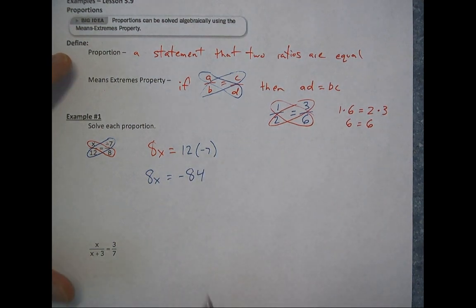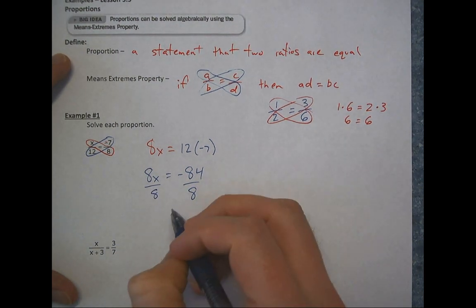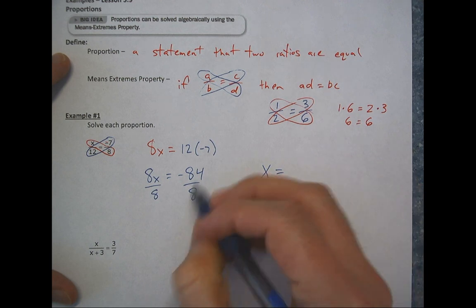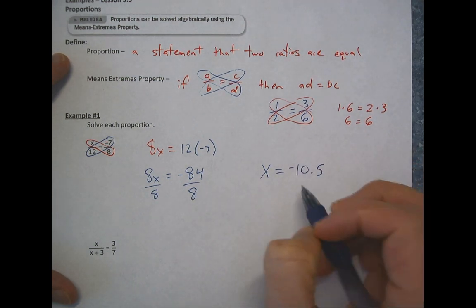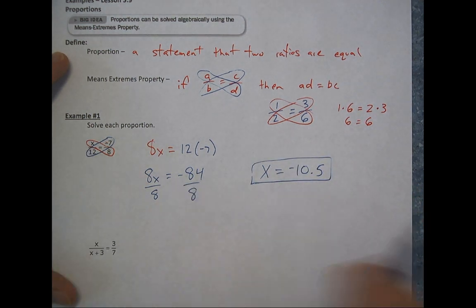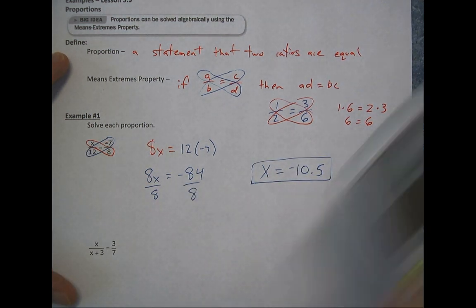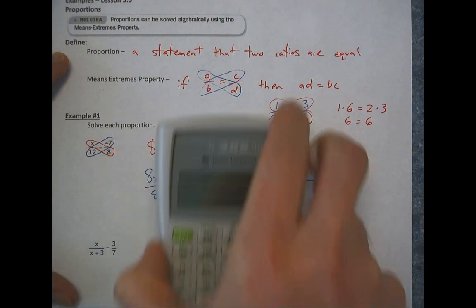And so we're going to solve this equation. Divide by 8. And when we do that, we get -10.5. So we're saying that x is -10.5. And what I want to show you is that if we plug in this number, these two fractions or ratios are going to be equal to each other.